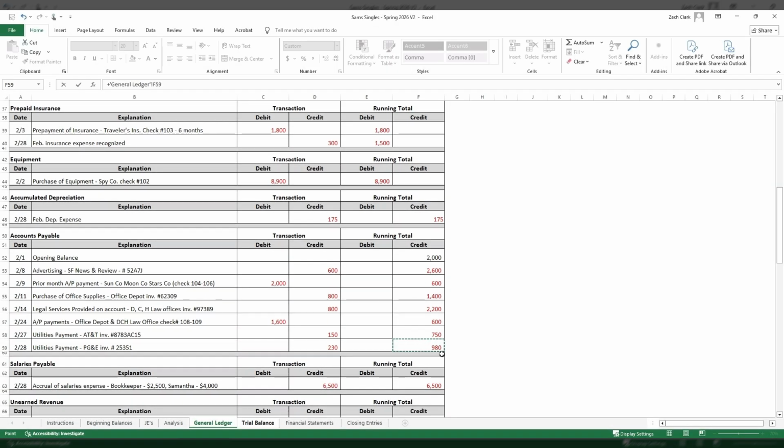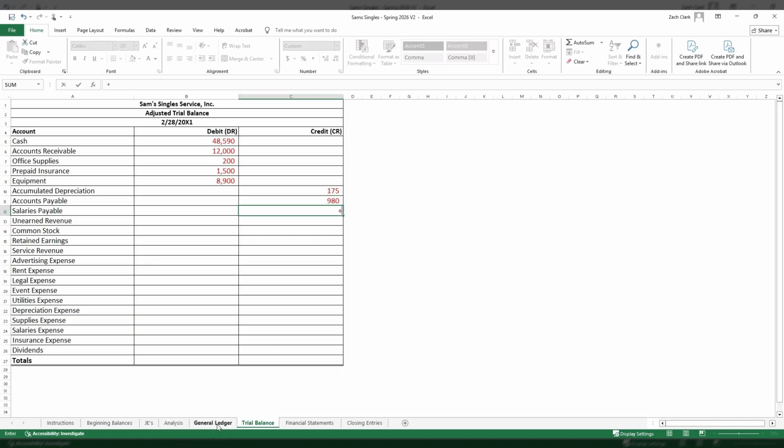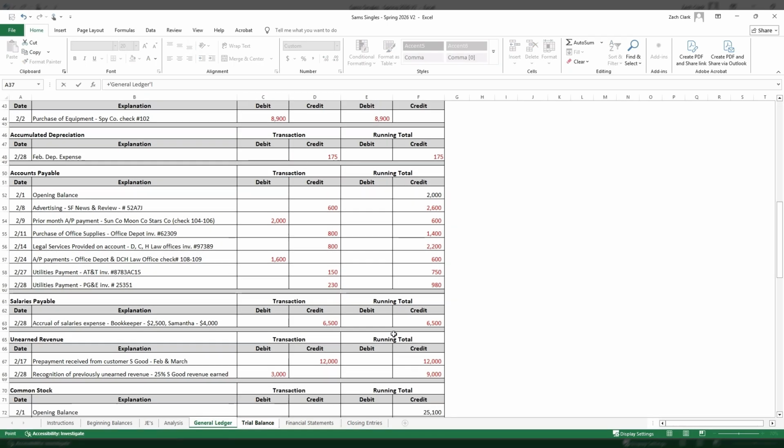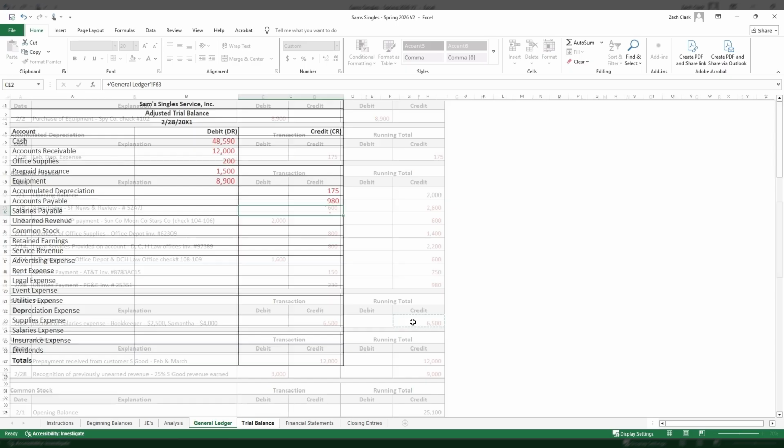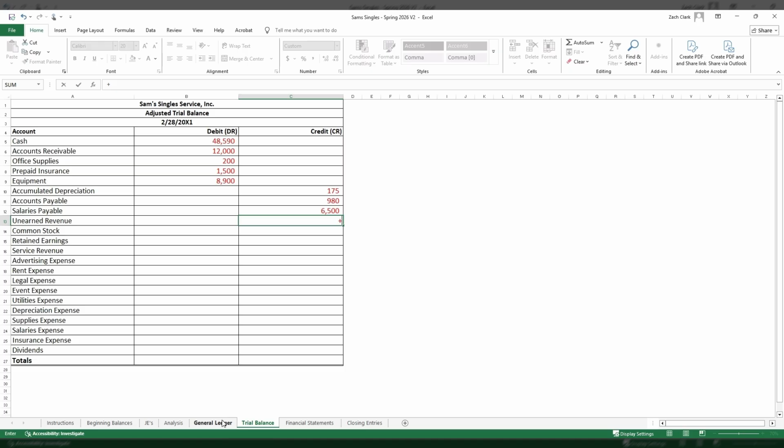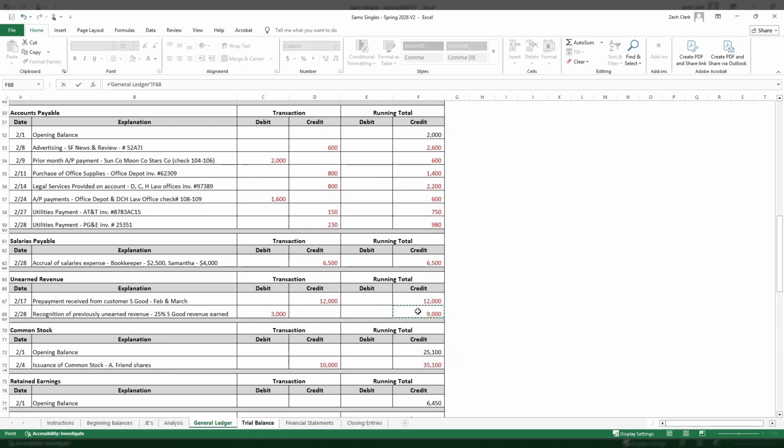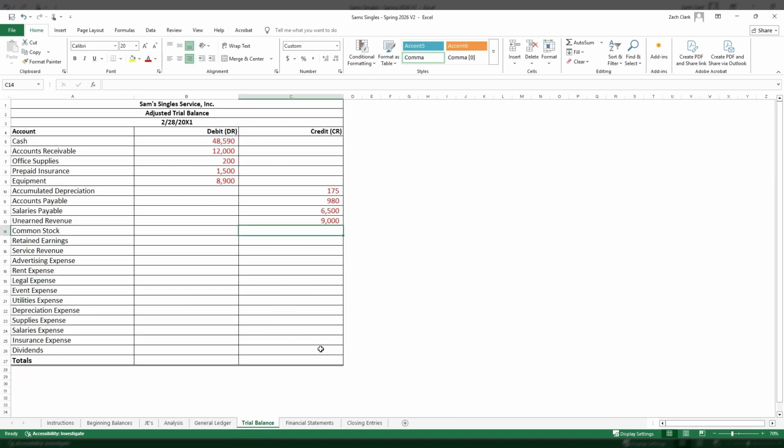Accounts payable, and we're keeping the totals that we're pulling over. Hopefully this makes sense, but we're pulling over the running totals, right? We don't want individual transactions here on the trial balance. We want ending balances, which is what the general ledger running total column calculates.